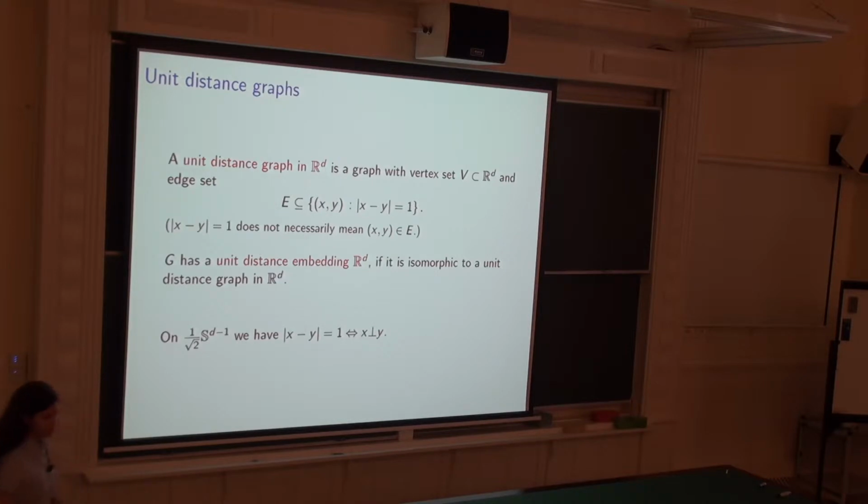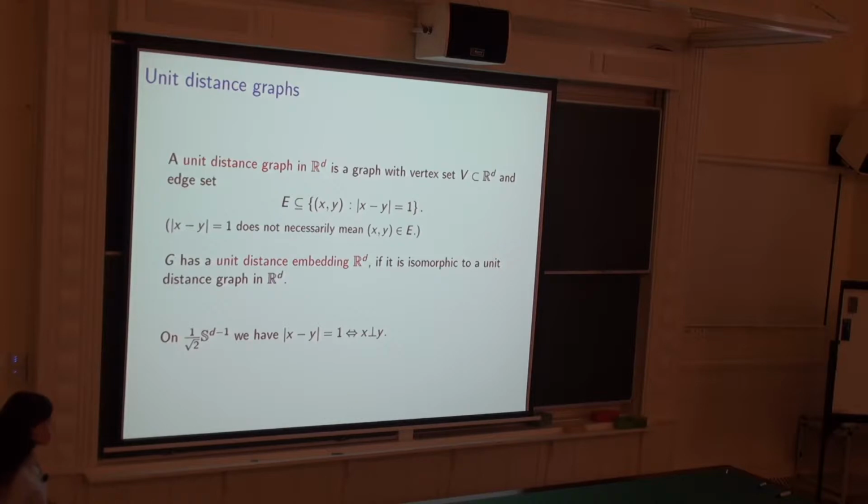So a unit distance graph is a graph whose vertex set is a subset of R^d, and where we can put an edge between two vertices if their distance is 1. But in our case, we don't have to. So there may be 2 points that are a distance 1 from each other, but there is no edge between them. And if a graph is isomorphic to a unit distance graph in R^d, then we say this graph is embeddable in R^d or has a unit distance embedding in R^d.